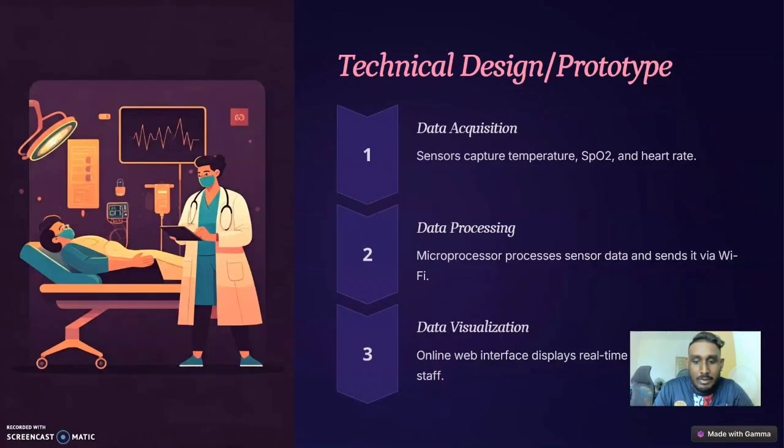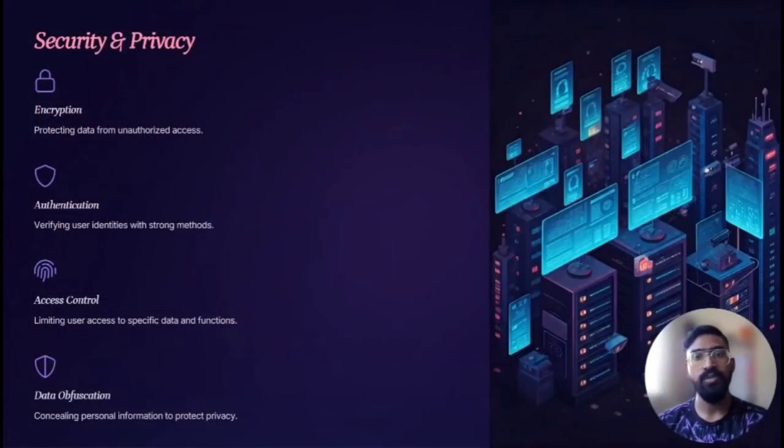It operates on a steady 5-hour supply with the option of battery backup, which facilitates constant use. Furthermore, users have two-factor authentication and the personal data of patients is encrypted. Okay, so for the next one, I will continue regarding the security and also the privacy concern.